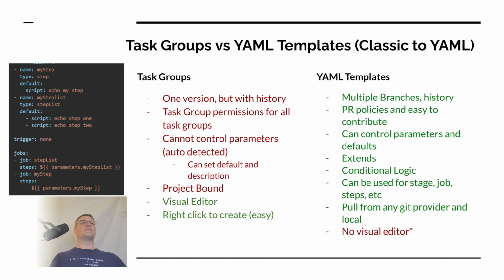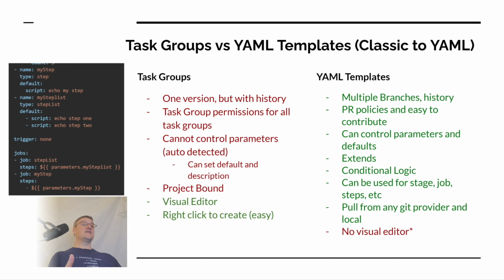So, again, a comparison of task groups versus YAML. Task groups have one version, but they do have history. And the task group permissions are either I let somebody see all my task groups for all my projects in a project, or they can't edit any. So that control was rather limited. And the parameters or the variables that get passed into a task group were auto-detected. I had all sorts of hacked little steps just so I could expose a variable the right way because its auto-detection was rather poor. And these are project bound. So I'd have to export and import my task groups from one project to another if I had similar pipelines.